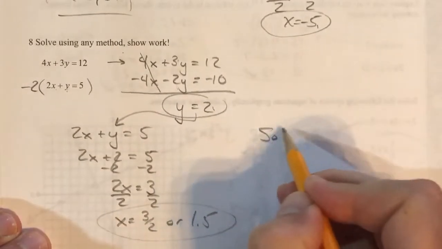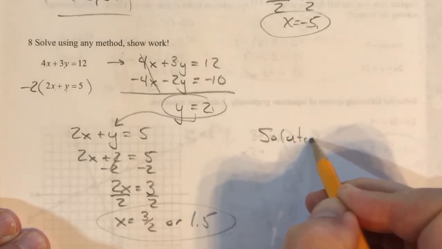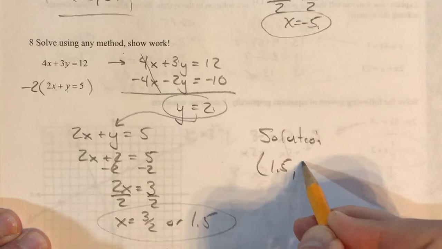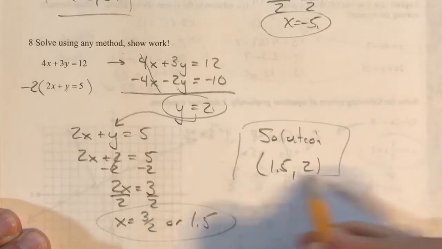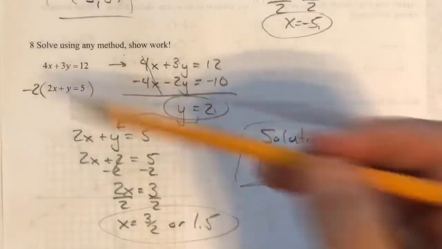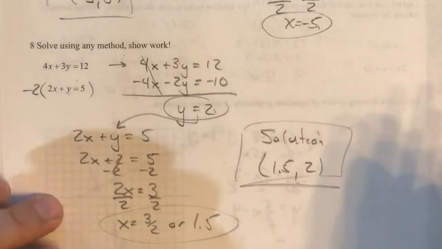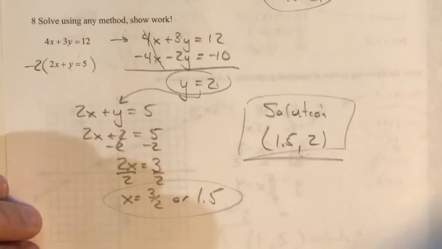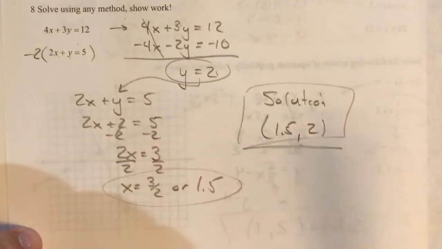So where's my solution? I'll go with the decimal number. 1.5 places over and 2 places up. That would be where these two lines meet. Okay, so it's pretty quick and easy if you know how to do elimination. Substitution works too. Graphing kind of helps to have graph paper, and sometimes graphing can be very difficult. This would be tough to do with graphing.